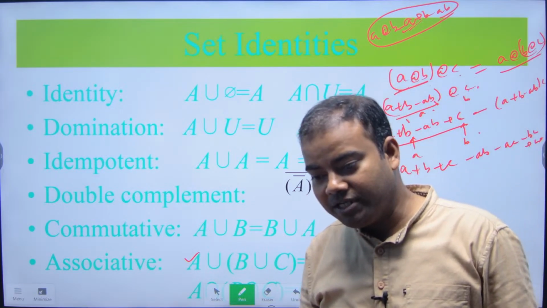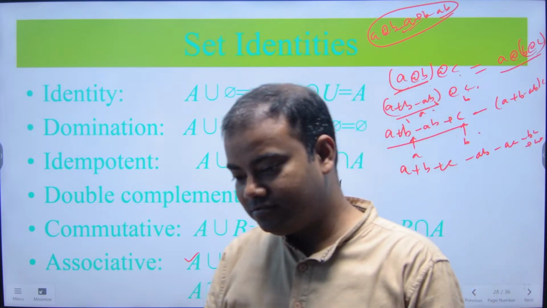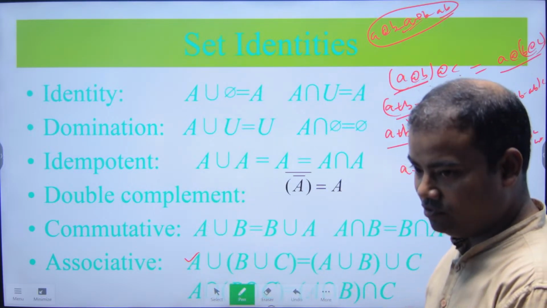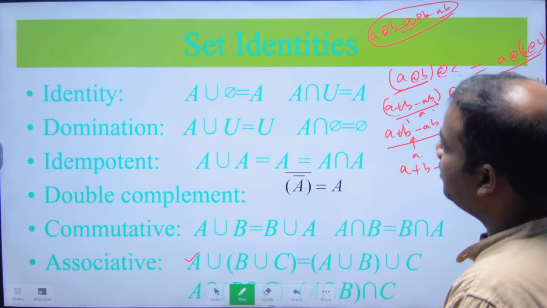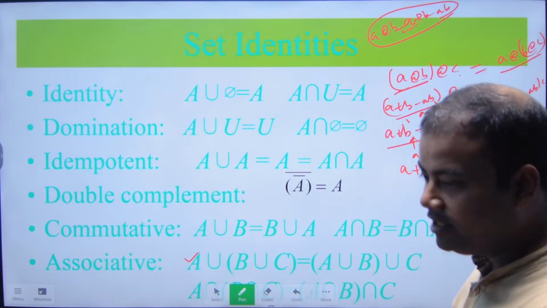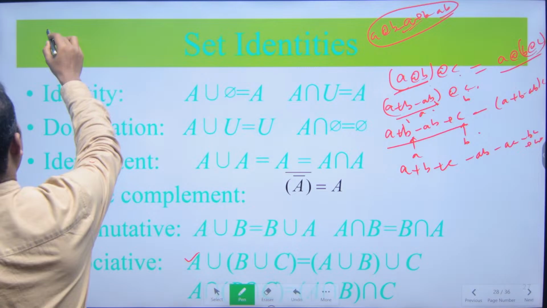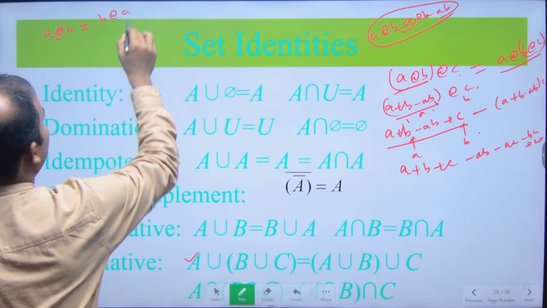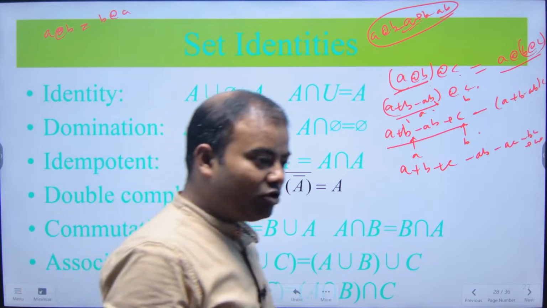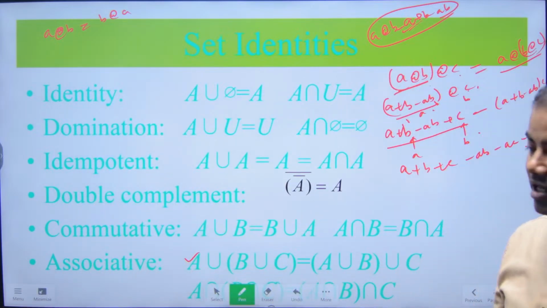Is the at-the-rate operation commutative or not? Yes, it is commutative. Why? Because A at the rate B equals B at the rate A. So this operation is associative and commutative.